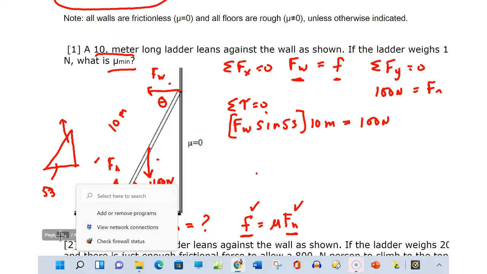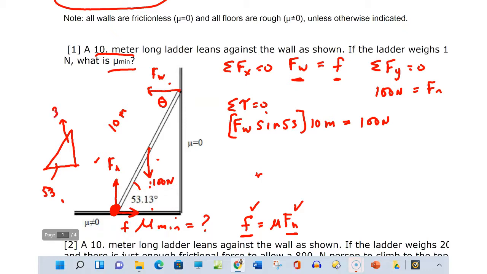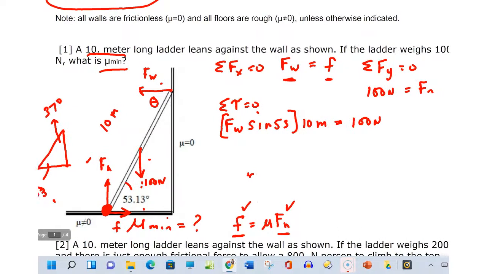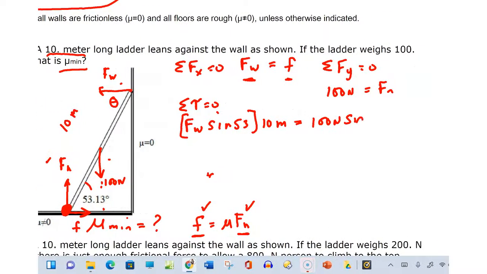Okay, let's get rid of that. This has to equal 37 degrees because 53 plus 37 is 90. So sine of the complement, 37 degrees, that's the force. And the moment arm is 5 meters because the ladder is 10. And then I solve for FW. Why do I want FW? Because if I get FW, I can get friction. So FW, let me look at my work here.